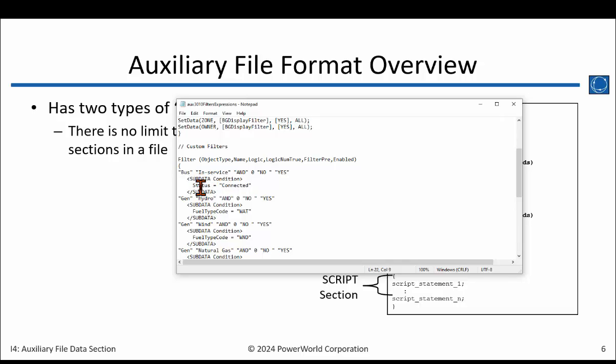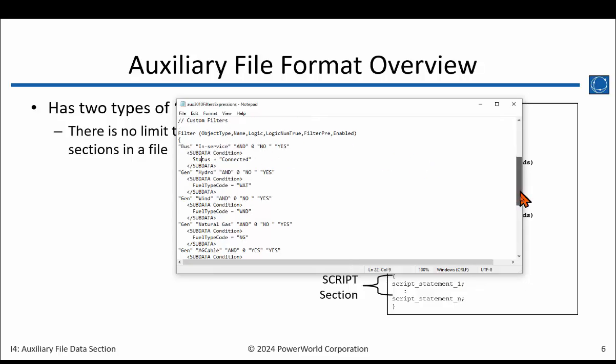So in this case, there is a single element to this filter which specifies that the status field of a bus equals connected. And if that is true, then the filter will meet the in-service filter. And if you switch back to the GUI and you look at the list of filters, you'll see that those characteristics match what was loaded from the auxiliary file.